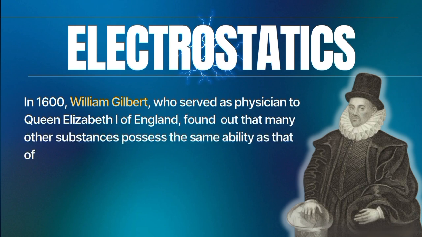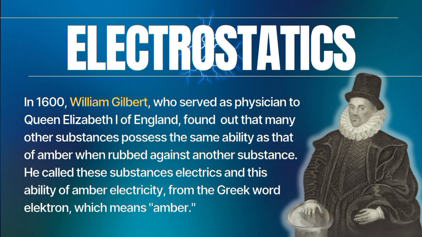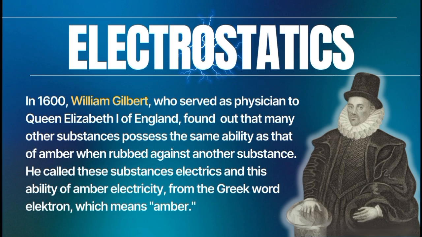In 1600s, William Gilbert, who served as a physician to Queen Elizabeth I of England, found out that many other substances possess the same ability as that of amber when rubbed against each other. He called these substances electrics and this ability of amber electricity, from the Greek word electron, which means amber.